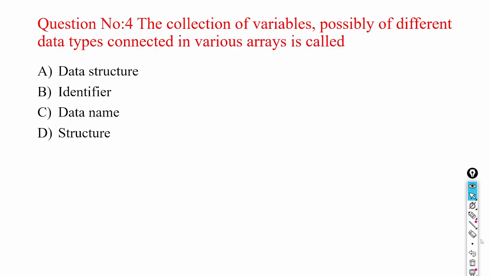Question number 4. The collection of variables, possibly of different data types, connected in various arrays is called what? Data structure, identifier, data name, structure. What does data structure mean? It is organizing, or arranging the data in an organized form, that we call a data structure. So in a data structure, the storage is efficient.